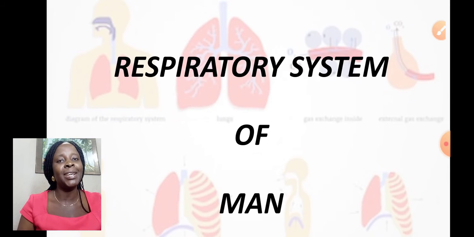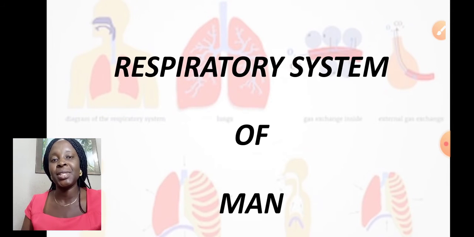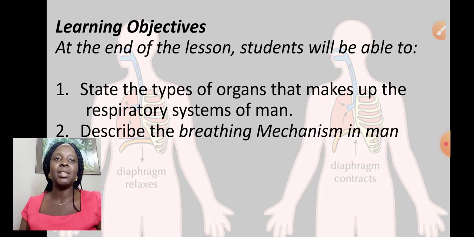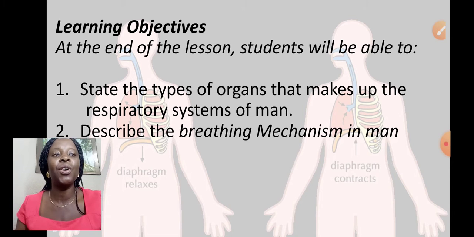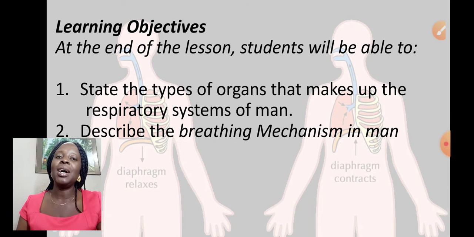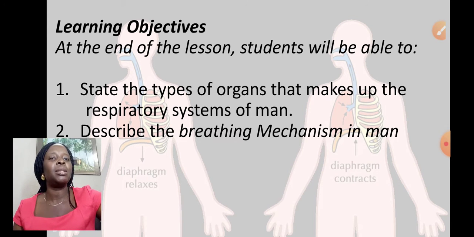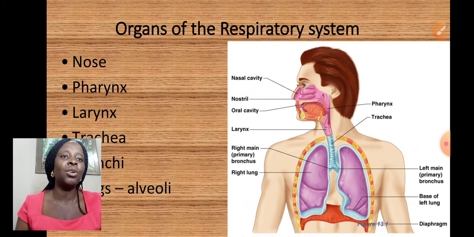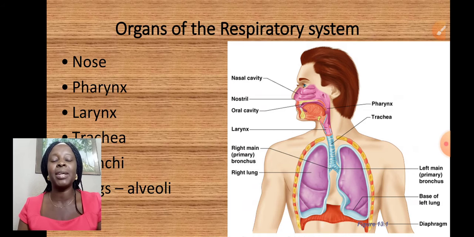Today we are looking at the topic respiratory system of man. And at the end of this lesson, you will be able to state the types of organs that make up the respiratory system of man, and you'll be able to describe the breathing mechanism in man. Now let's look at the organs that consist the respiratory system of man.